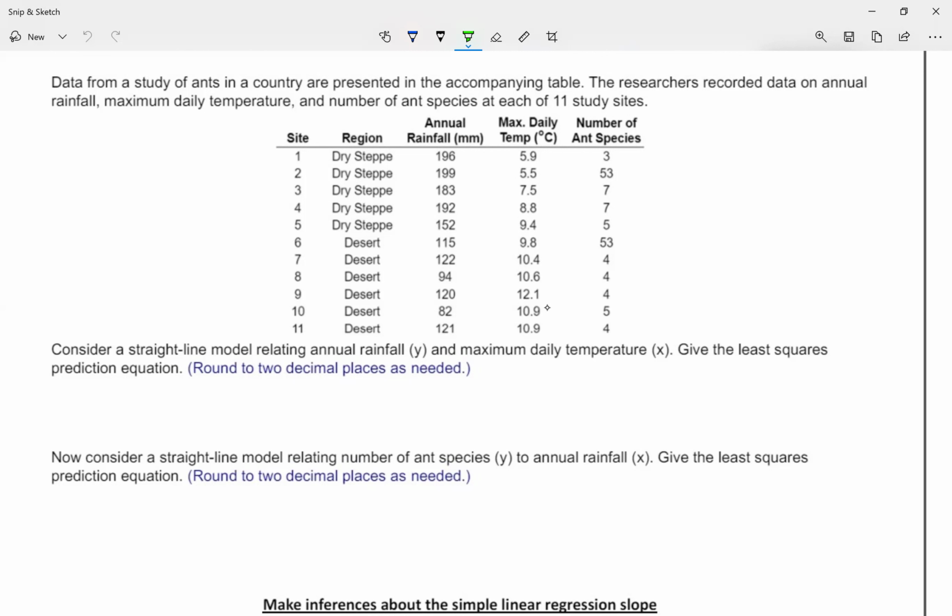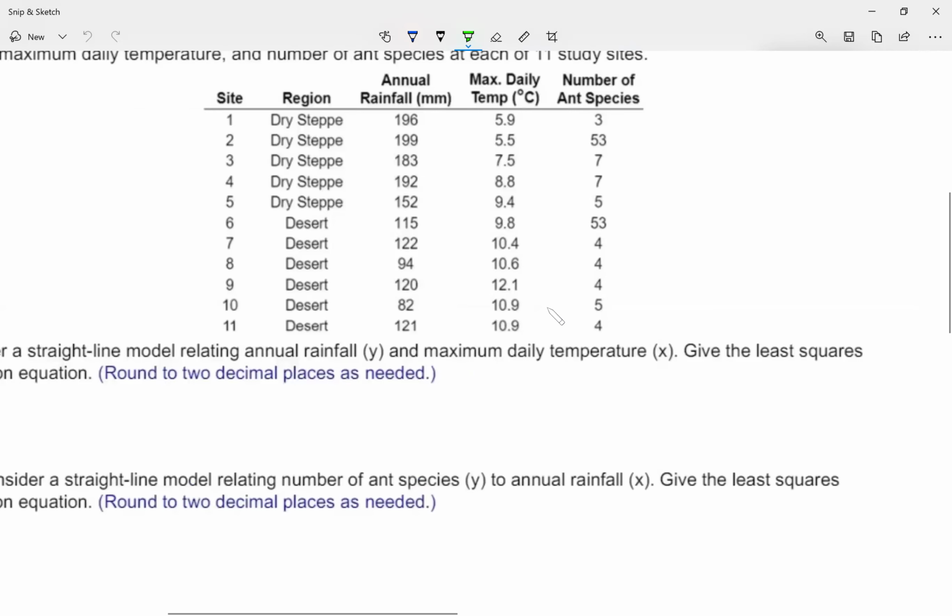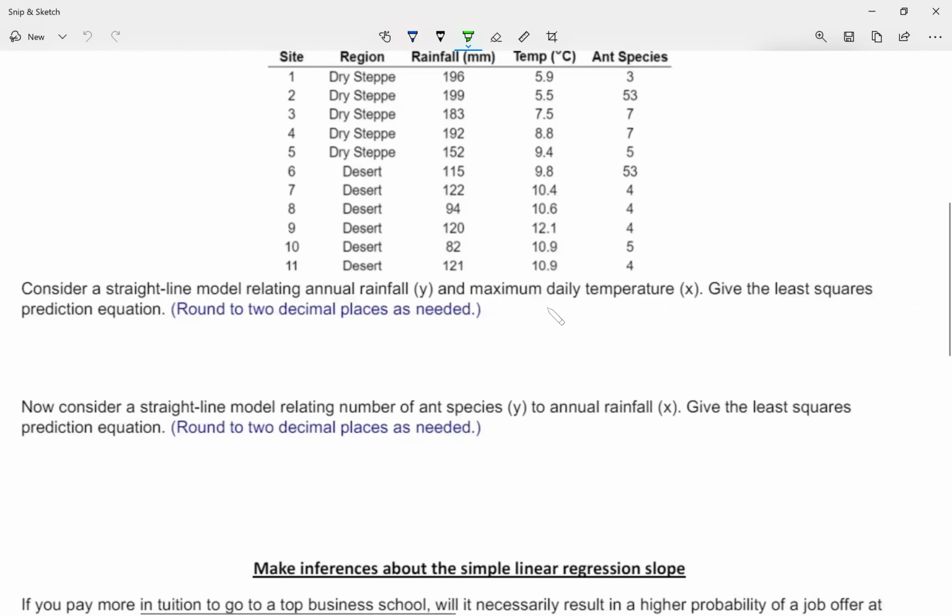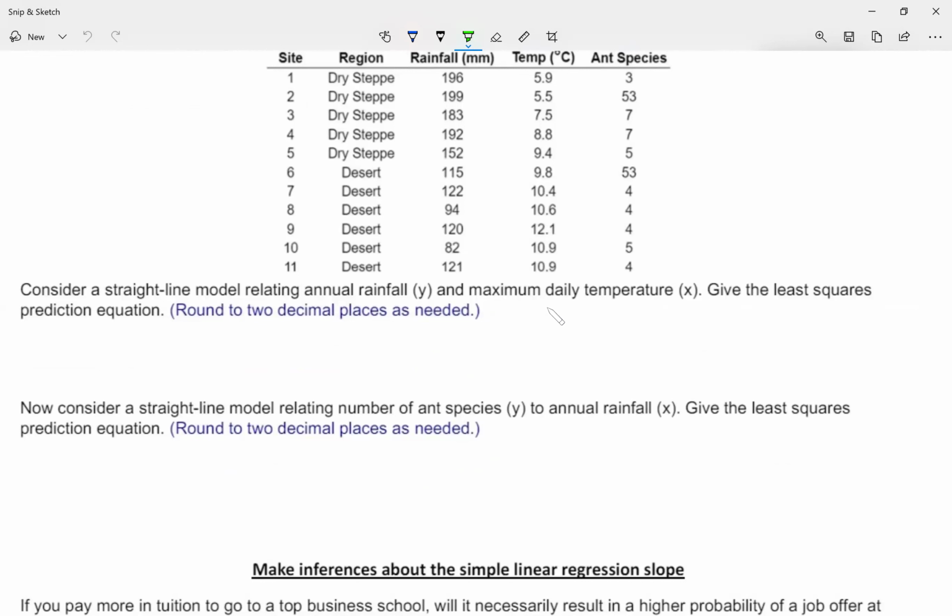Now some of you might be wondering, oh man, what's that in Fahrenheit? A rough estimate: take the Celsius, double it and add 30. That's how you're going to find out the average maximum daily temperature. And then at the end, number of ant species. So there were some species of ants that came out, and we recorded how many. So we have a lot of information there. Now here, consider the straight line model relating annual rainfall and maximum daily temperature X. Give the least squares prediction equation, and we're going to round this to 2 decimal places as needed.